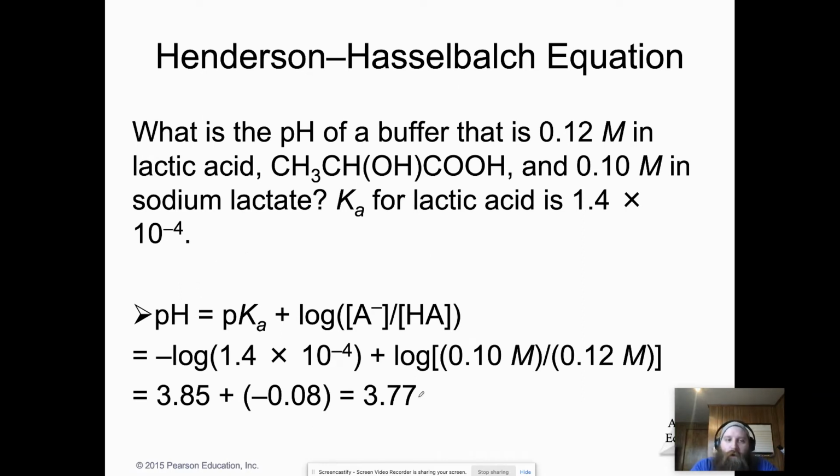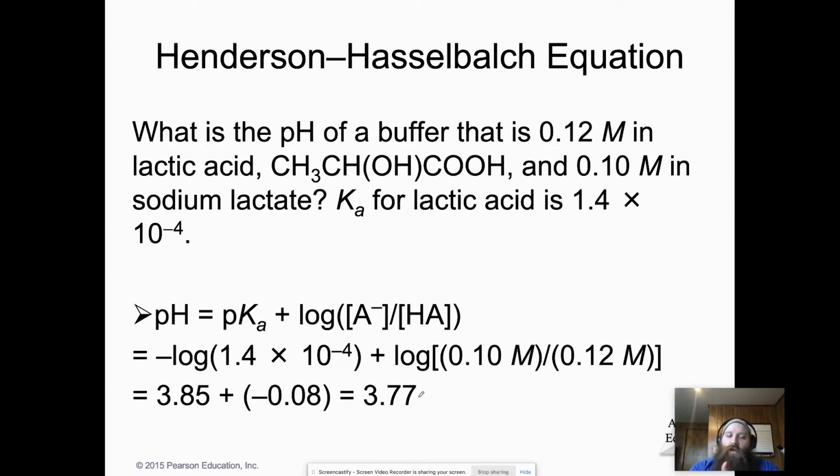So here's a question for you. What is the pH of a buffer that is 0.12 molar in lactic acid, CH3CHOHCOOH, so there's a carboxylic acid in there, and 0.1 molar in sodium lactate? The Ka for lactic acid is 1.4 times 10 to the negative fourth.